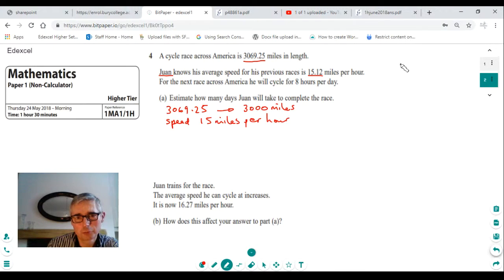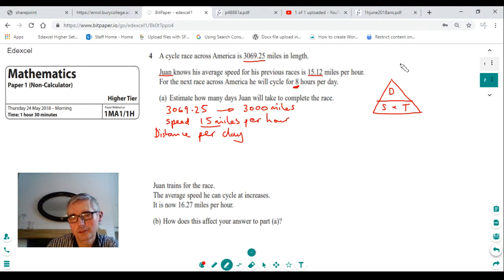Okay, the number of hours that he's going to cycle is already a single digit, so we don't need to do anything with that. So we could say, how far is he going to cycle per day? Distance per day is the first thing I would look at. So if he's doing 15 miles per hour, remembering our triangle, where we've got distance at the top, and speed times time at the bottom, we're looking for distance, and that is equal to speed times time. So the distance per day is going to be the 15 miles per hour that we're rounding it to, times by 8 hours. So that is 120 miles that he's going to cycle per day.